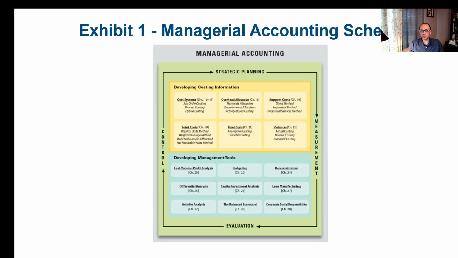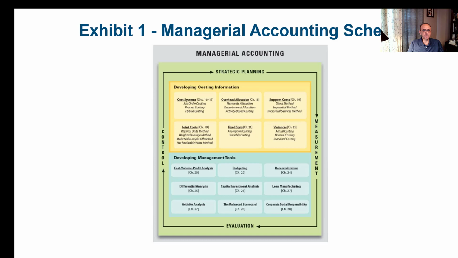In this chart, we just have an idea about how we develop cost information and how we develop management tools. This gives us a structure for the different chapters that we're going to cover. As you can see, there are things like the costing system, the overhead allocation, the supporting costs. All of these topics are going to be covered in different chapters. We're not going to cover everything. I think we're skipping chapter 19 about joint cost, and a few of the last chapters like activity analysis, the balanced scorecard, and corporate social responsibility. I think these will be discussed in future topics, but for now we're covering most of these topics, and that's part of achieving the four managerial functions: strategic planning, measurement, evaluation, and control.